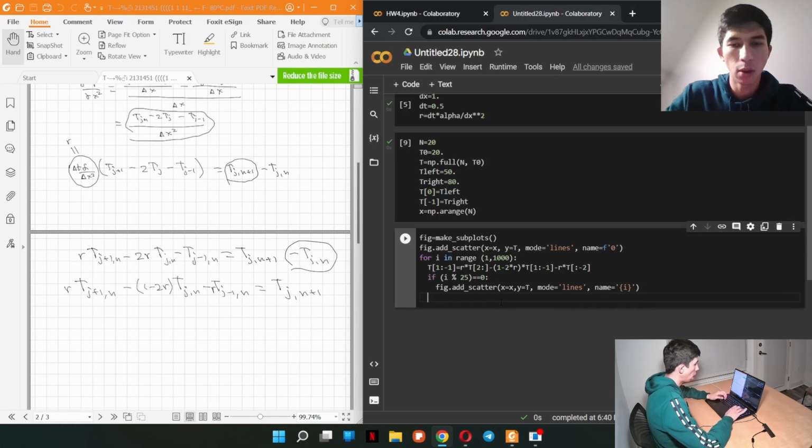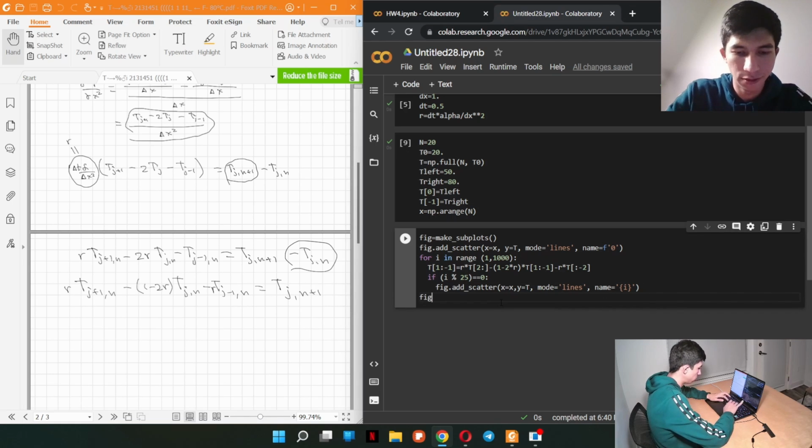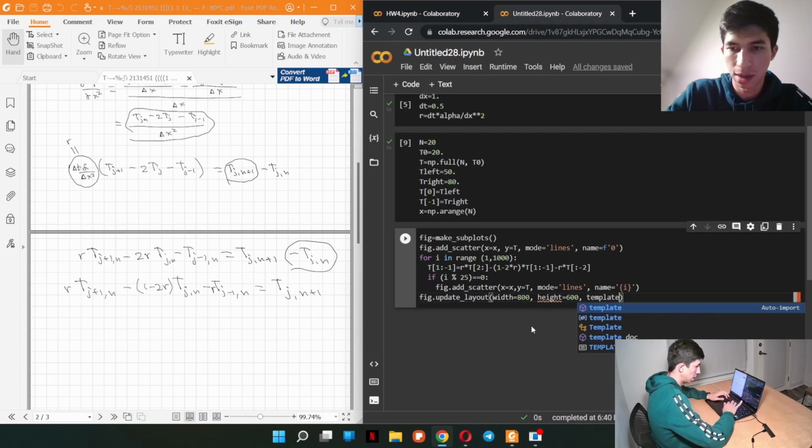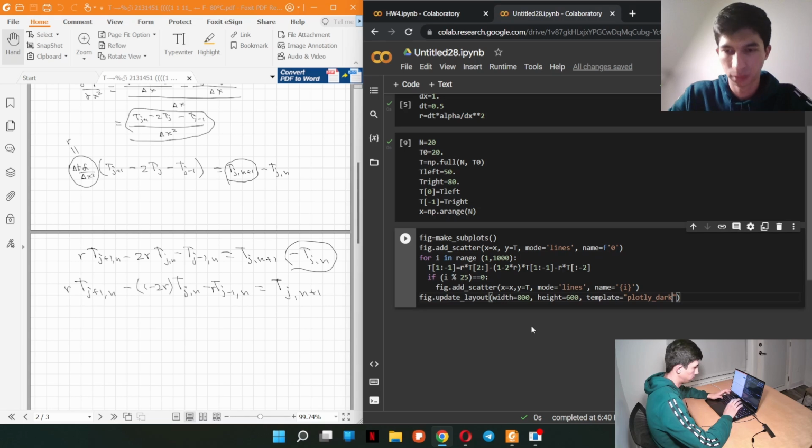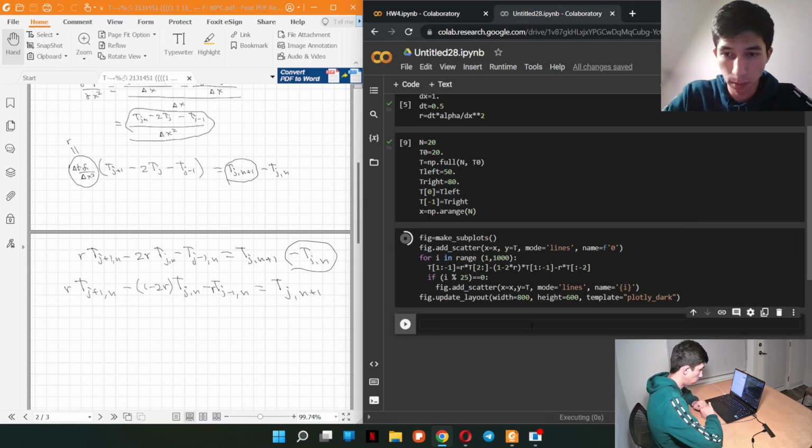Okay, and let's update our figure, update layout. So we want to set the width to be equal to 800 and height to be equal to, let's say, 600, and template to be equal to plotly dark. Okay, let's try to plot it.